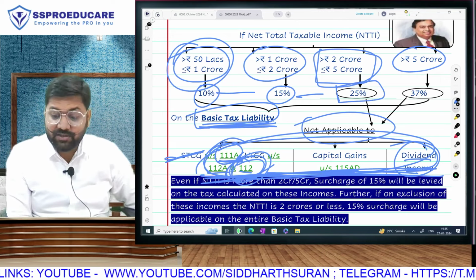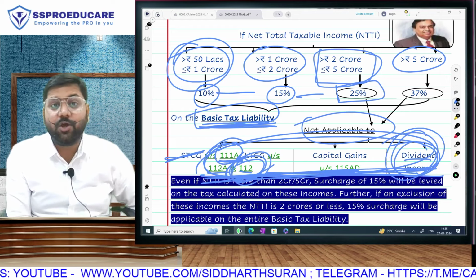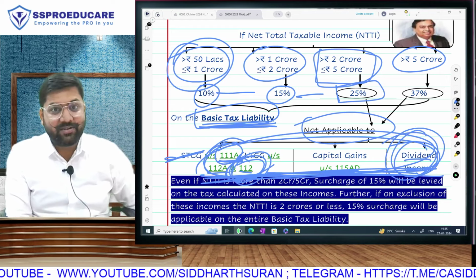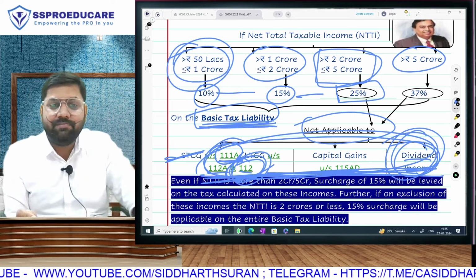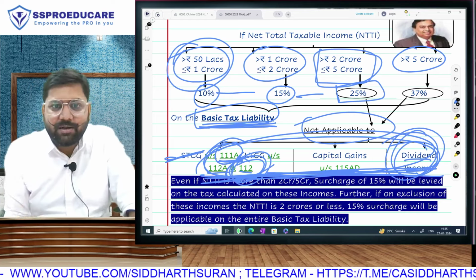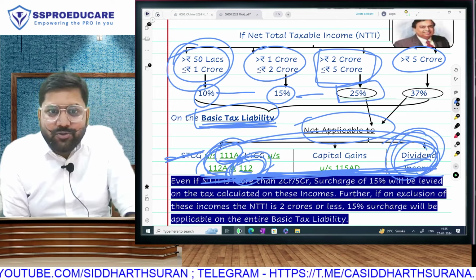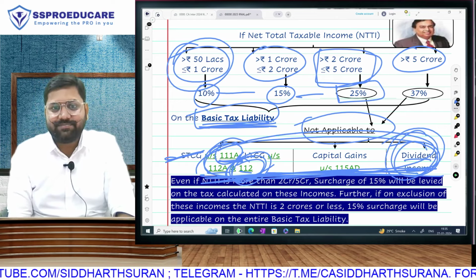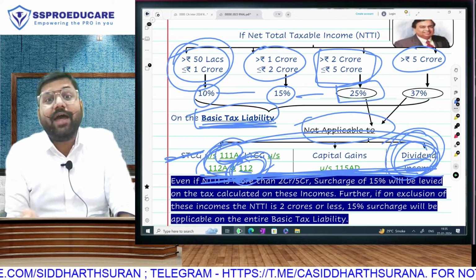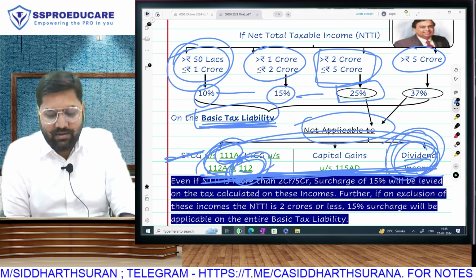But one thing we have understood is that on this 4 crore we can't apply 25 or 37. So here too we have to apply maximum 15% on this tax, not on the income but on the tax. But has your other income crossed 2 crore? No, that is only 80 lakhs. So on that also we will not apply 25 and 37.